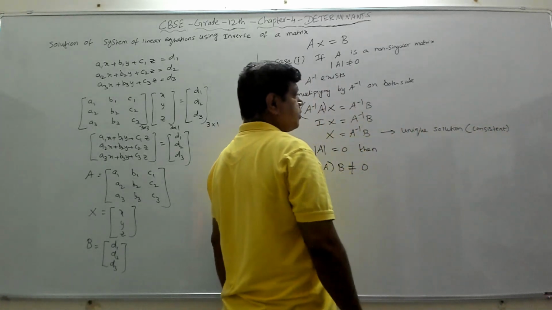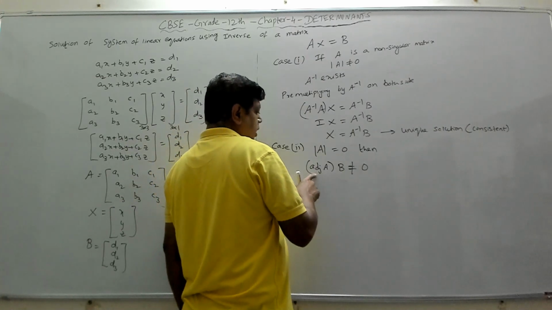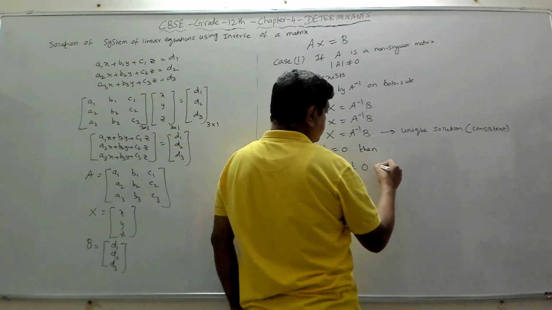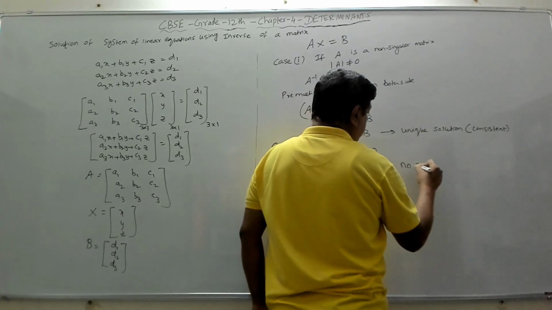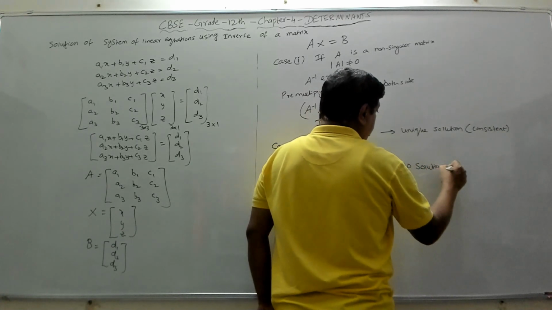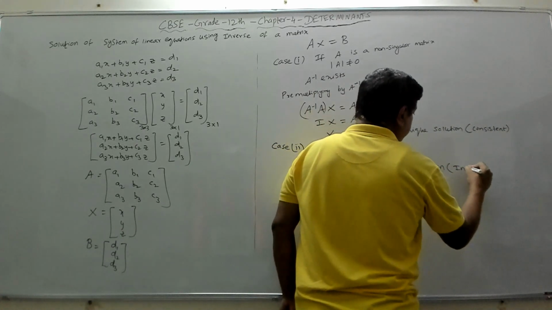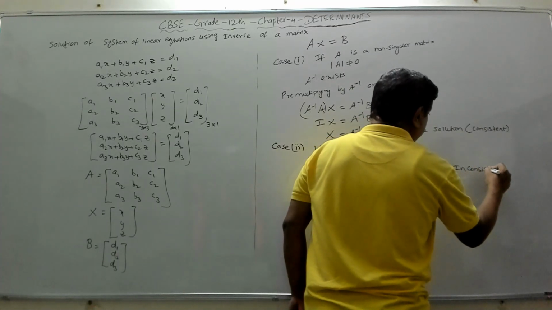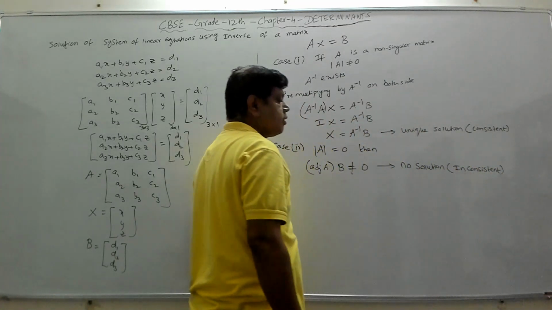But suppose adjoint of A into B is not equal to 0, this case is called the no solution case. The solution does not exist. In this case, we call the system of equations inconsistent.